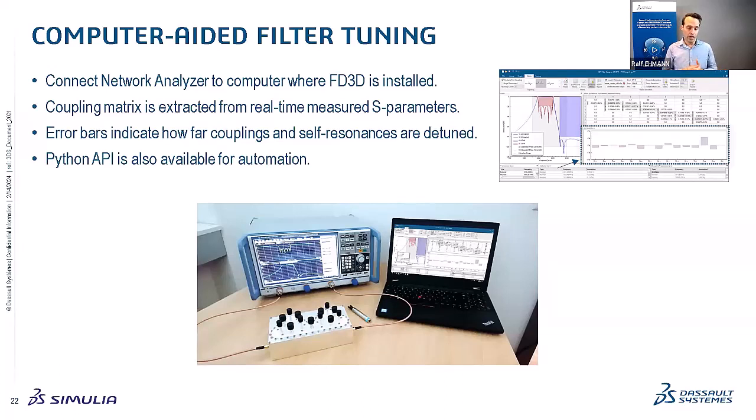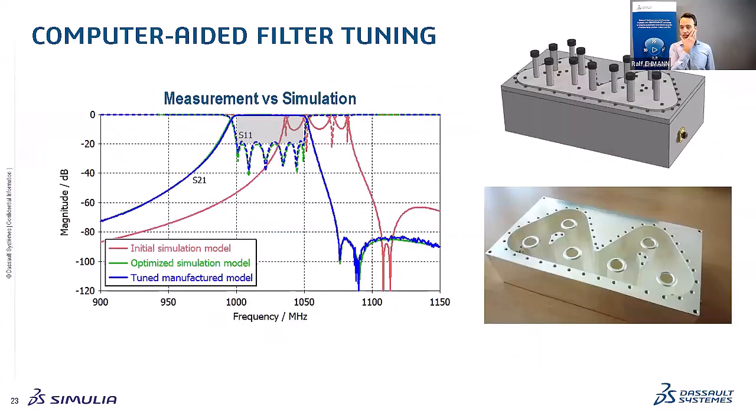And basically, FT3D reads directly the S parameters coming from your network analyzer, and in real time does the coupling matrix extraction. And you get these error bars at the bottom of FT3D where, according to the couplings and self-resonances, you can see how far they are detuned, which screws to go and tune, and you can map this out for someone that's also working in the lab and tuning this for you. It also has a Python API if you are interested in automating all of this.